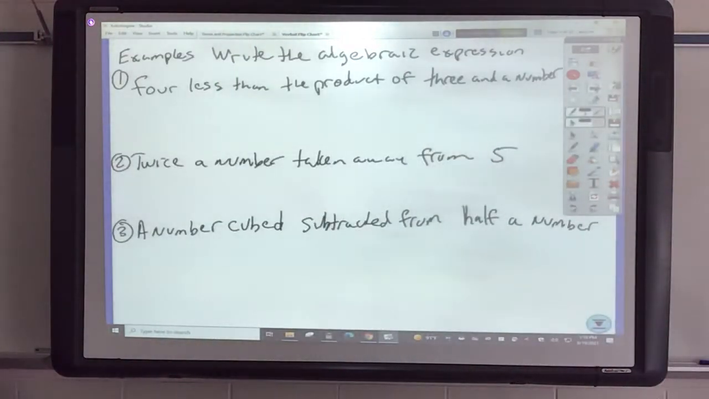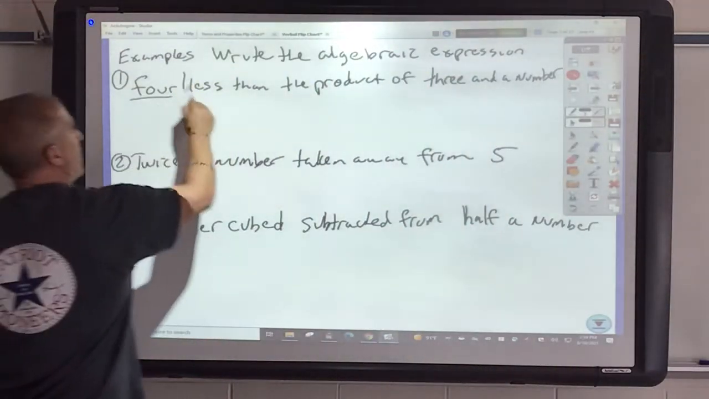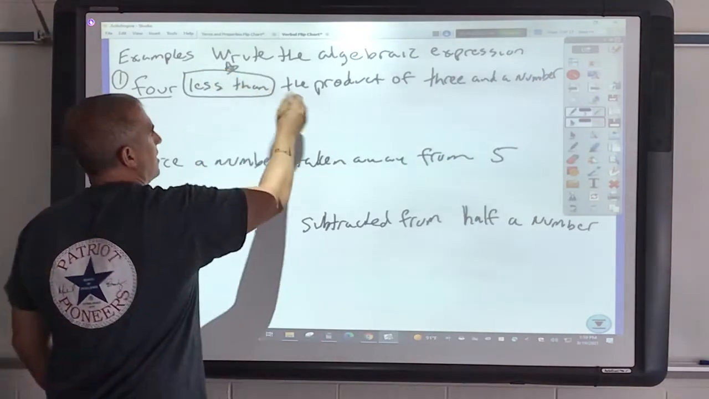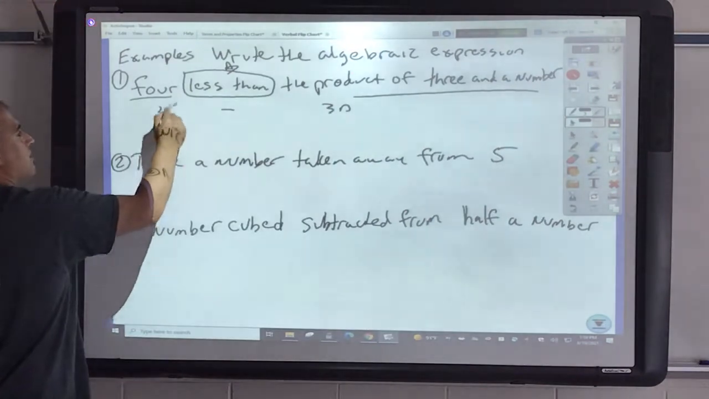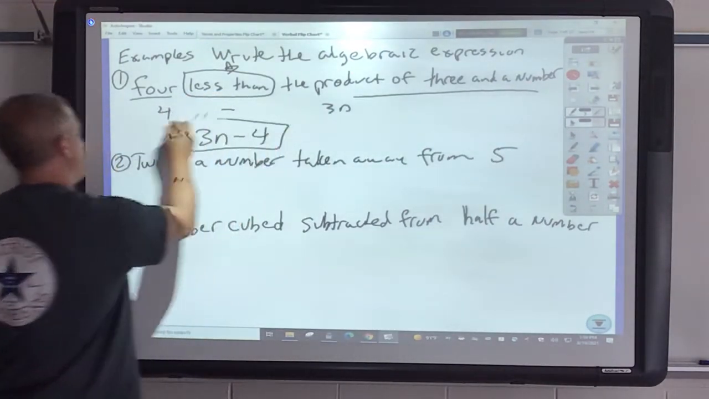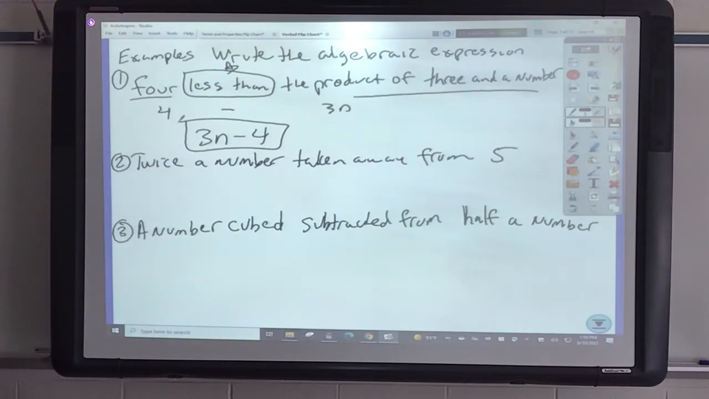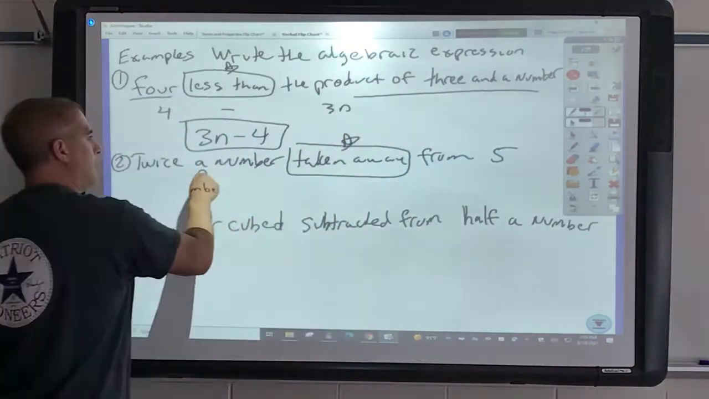Okay, we're going to keep practicing those. So these are the ones where the order switches. Okay, it says 4 less than, boom, star, that's a big deal. The product of 3 and a number. Okay, so 3n minus 4. But since I got this word, it turns into 4n minus 3. Twice a number taken away from. That's another big one. Okay, twice a number, 2n.